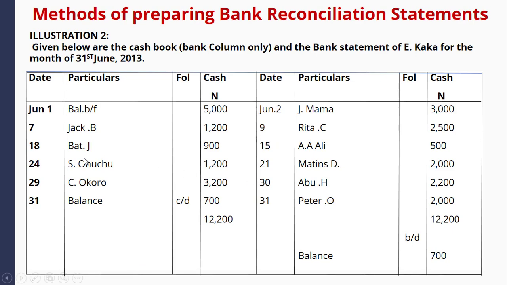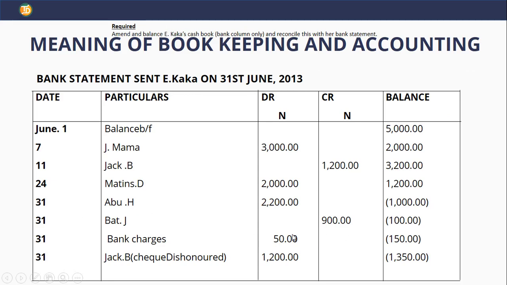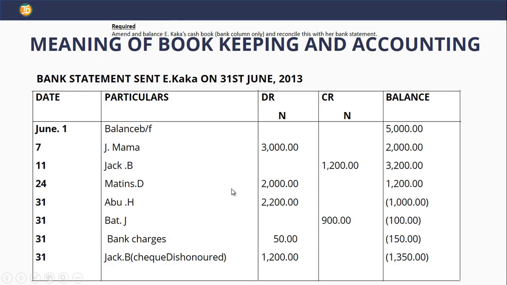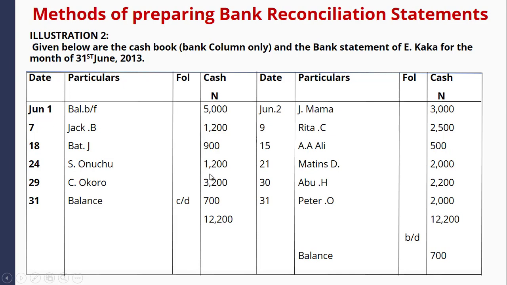Let's move. We have Bat J 900. Let's check. We have Bat J 900. Bat J passes the test. The next is S Onuchi 12. Let's check. That means we don't have S Onuchi 12 on the credit side, which means maybe it was dishonored. The S Onuchi has not been recorded. We see it as unpresented checks.